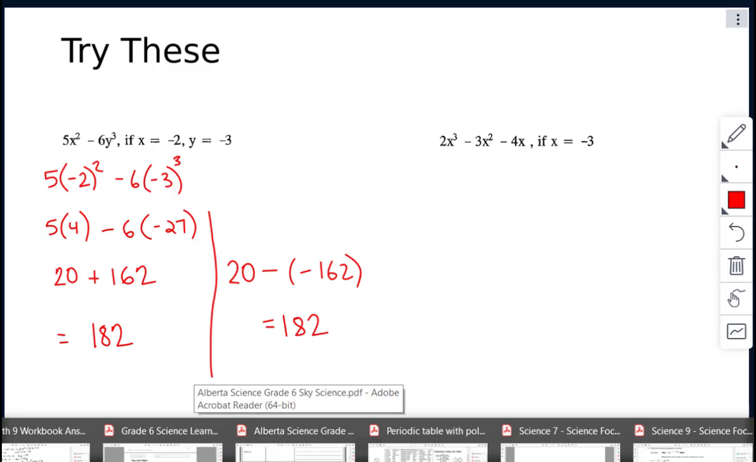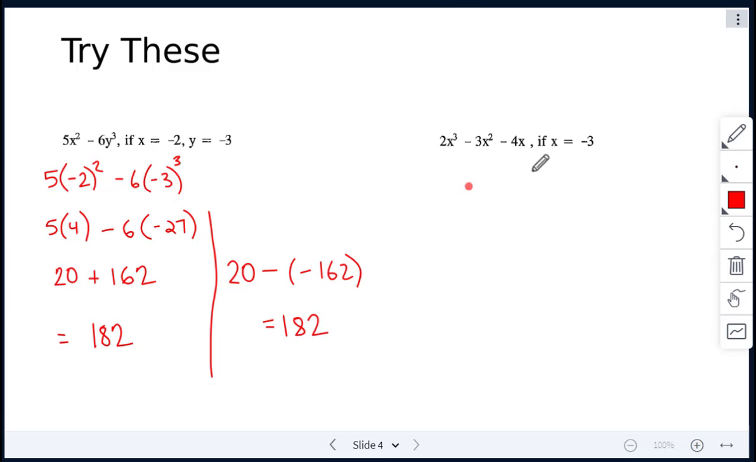So for the next example here, x is equal to negative 3, so make sure to use brackets everywhere we see the x. So we have 2 negative 3 cubed minus 3 times negative 3 squared minus 4 times negative 3. All right, so I have substituted the negative 3 everywhere we saw the x in the expression. Next, we have to work with the exponents.